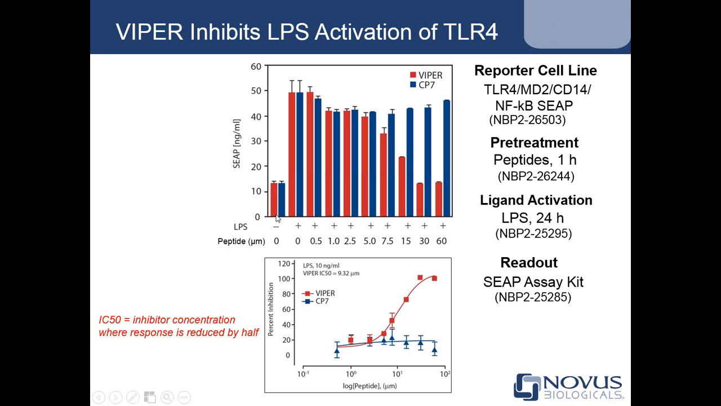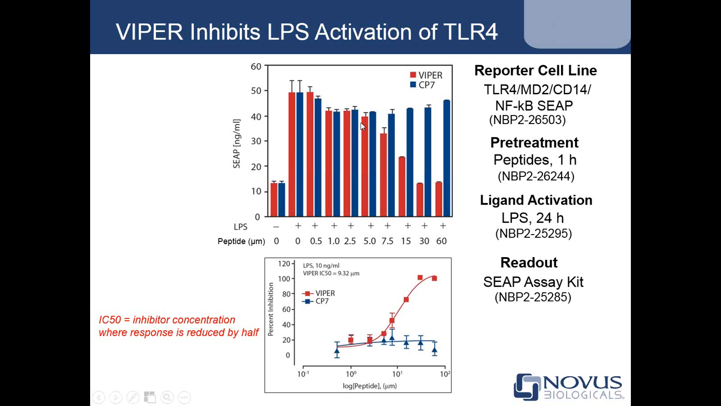Well, SEAP is attached to NF-kappa B, and when you have cells in culture, you can have a basal level of activation of NF-kappa B just through normal cell functioning. However, when you add LPS, you can see that the SEAP signal dramatically increases. And so both the Viper and CP7 were not added here. They were at 0 concentration. So this is actually the maximal response that we've determined for LPS activation through other studies.